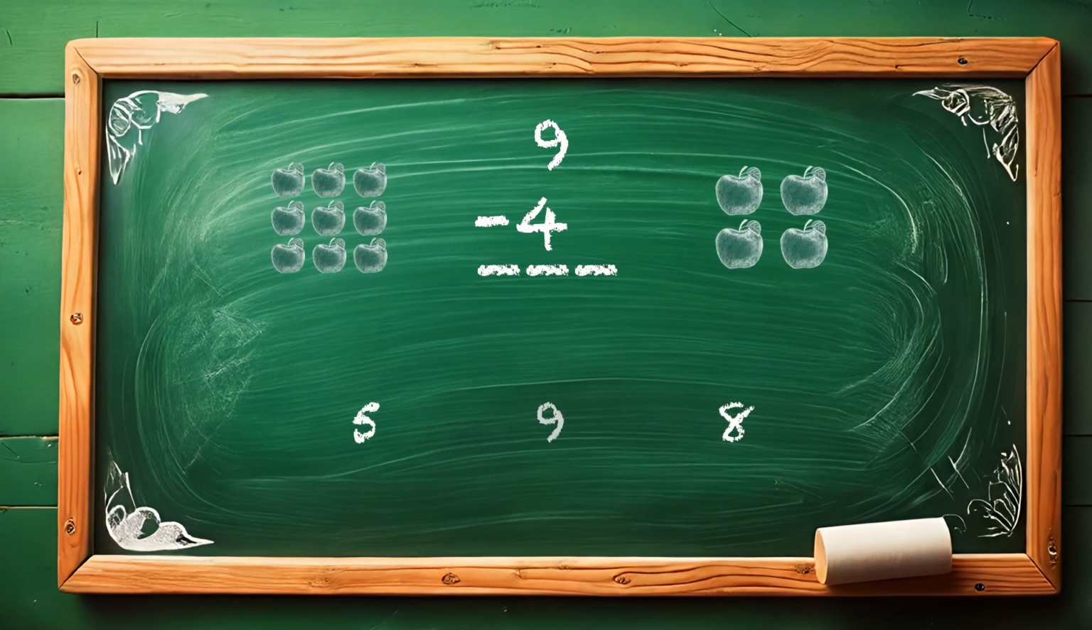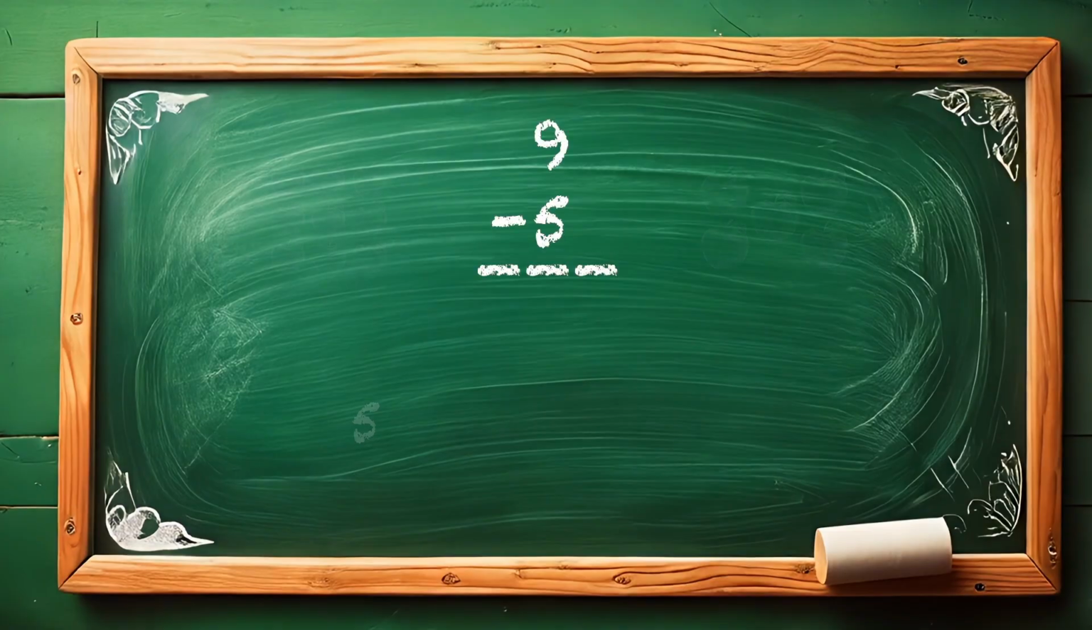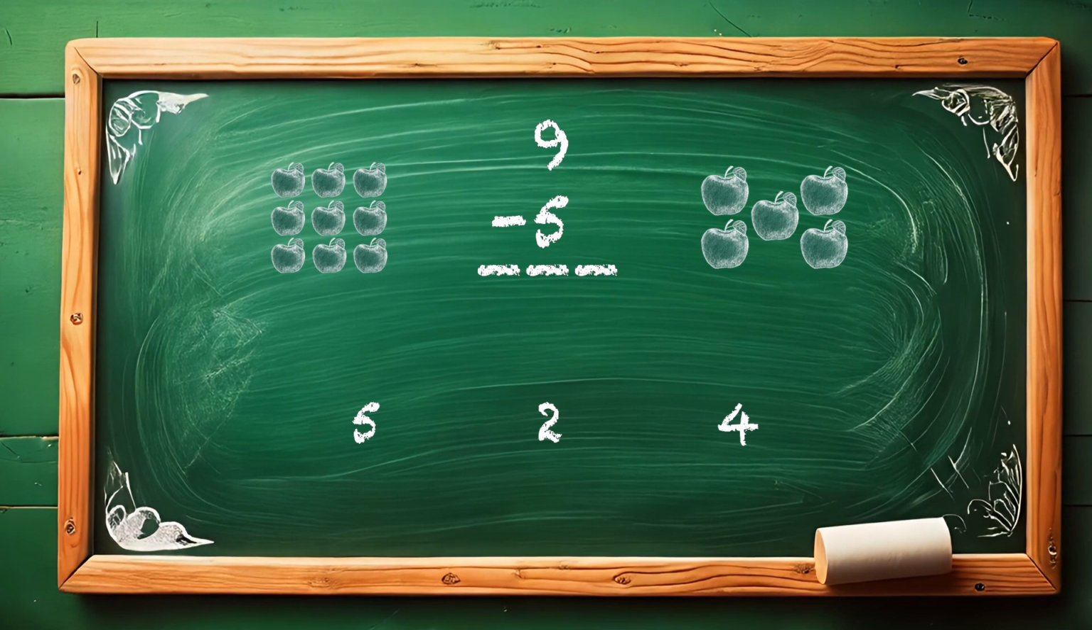If you have 9 apples and you take away 4, do you have 5 apples, 9 apples, or 8 apples left? 9 minus 4 equals 5. If you have 9 apples and you take away 5, do you have 5 apples, 2 apples, or 4 apples left? 9 minus 5 equals 4.